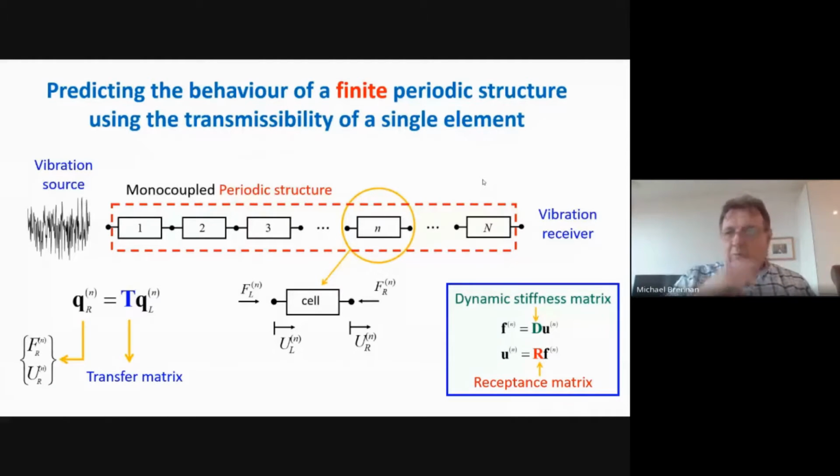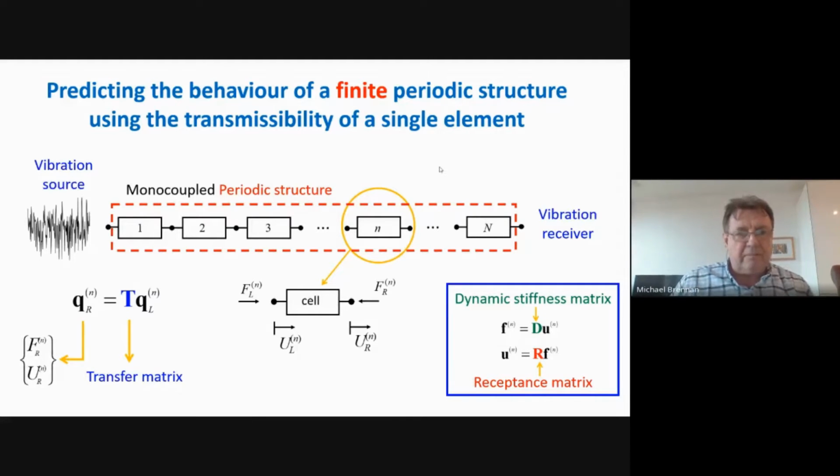So what we're going to talk about is the concept of predicting the behavior of a finite periodic structure. And note that it's finite. And it consists of n elements, and these n elements are monocoupled. And the theme of the presentation is about how to predict the behavior of this structure.